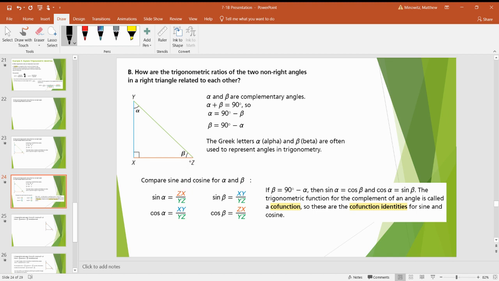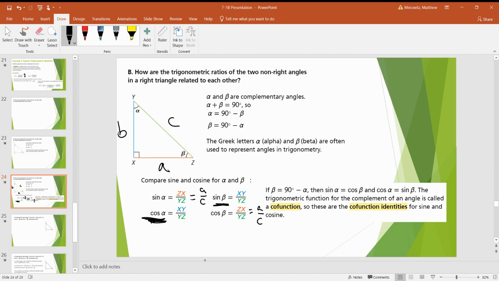If I call these sides A, B, and C, the sine of alpha is A over C. The cosine of beta is A over C. So the sine of one equals the cosine of another. The cosine of one equals the sine of the other. Notice here that the cosine of alpha is equal to the sine of beta. These are called cofunctions.